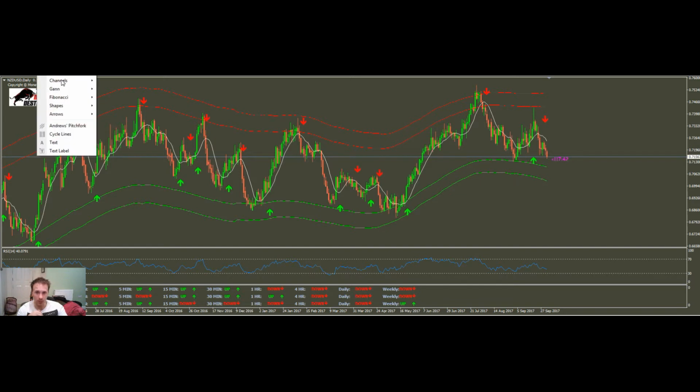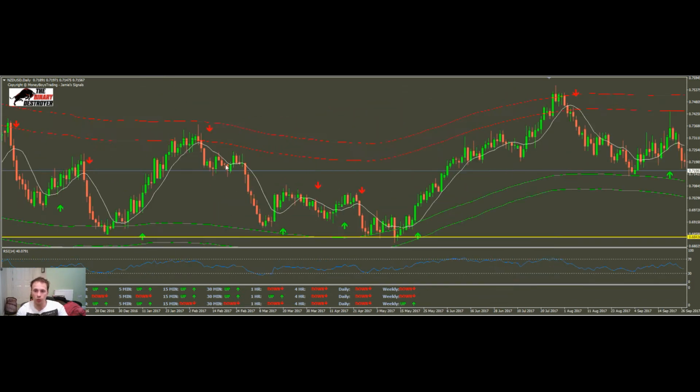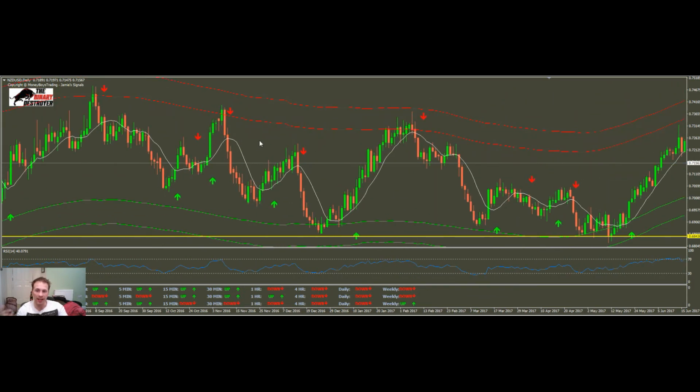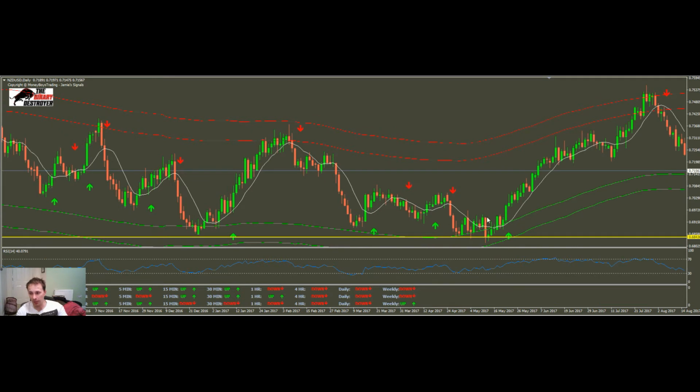Let me give you an example. We can see a nice support line here, for instance. But you could have taken all these trades in the buy and sell zone. That would have been a nice trade, that would have been a nice trade, and that would have been a nice trade.